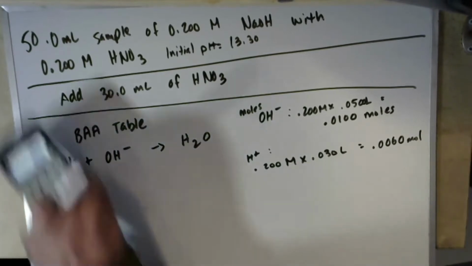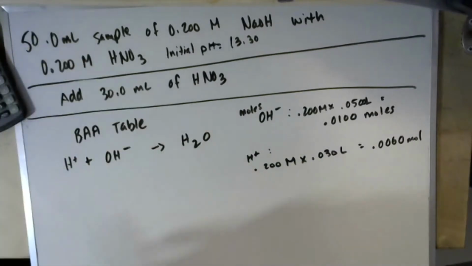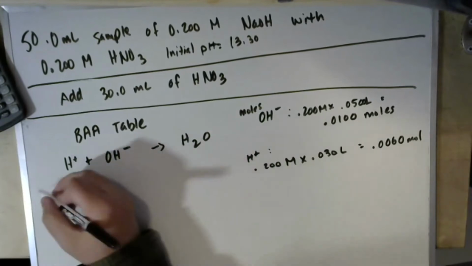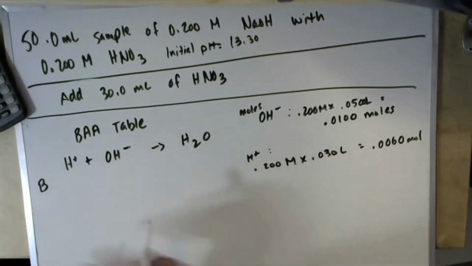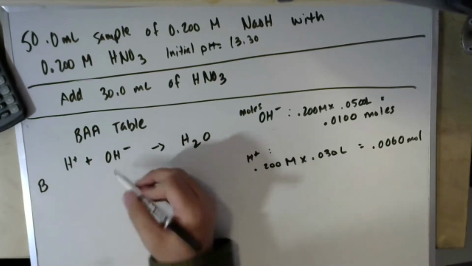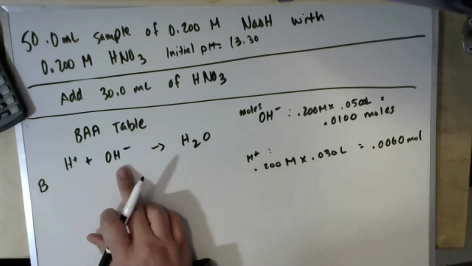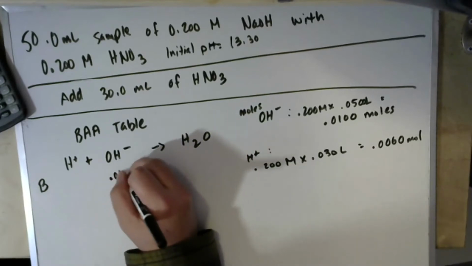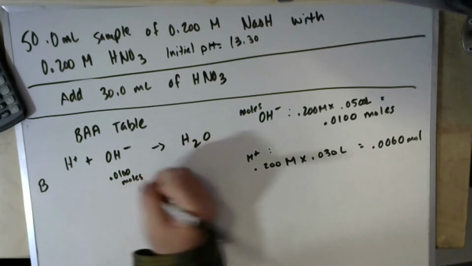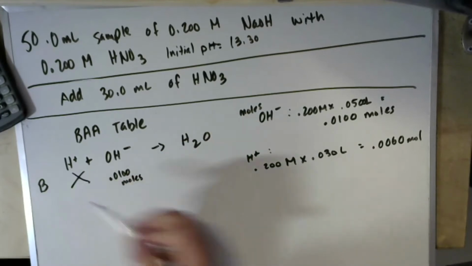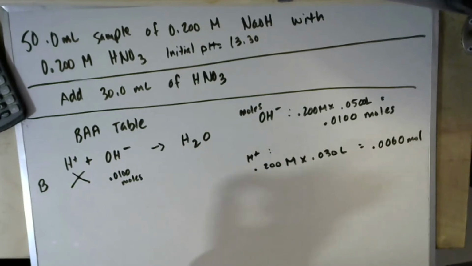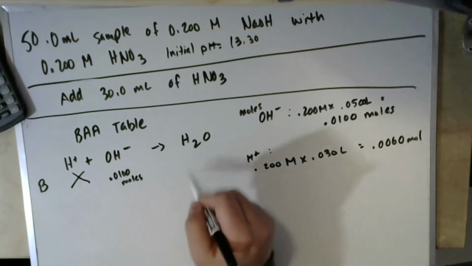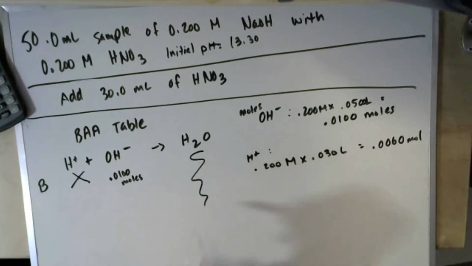We can use these mole values now to figure out what we have left over. In this case, before our addition, the only thing we're going to have here is our hydroxide ion, because we had an NaOH solution. So we're starting out with 0.0100 moles of the hydroxide ion, and we don't have any H plus yet. And we're not going to keep track of the water because we don't have to worry about what's happening in the water column.